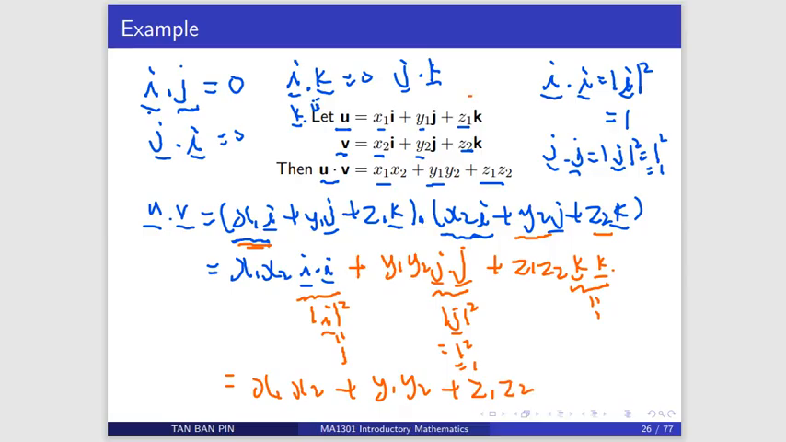So if you are given two vectors u and v in terms of i, j, k, then to find u dot v, you just multiply the i components, x1 times x2, then y1 times y2, z1 times z2, then you take the sum. So that means it's very easy to find a dot product. You just multiply the i components, j components, k components, the coefficients, and then you take the sum.